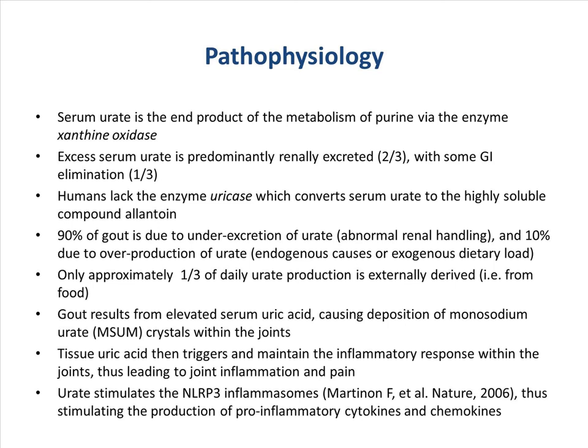Gout results from elevated serum uric acid, causing deposition of monosodium urate crystals within joints. Tissue uric acid triggers and maintains the inflammatory response within the joints. Urate stimulates the NLRP3 inflammasomes, thus stimulating the production of pro-inflammatory cytokines and chemokines, which leads to joint inflammation and pain.